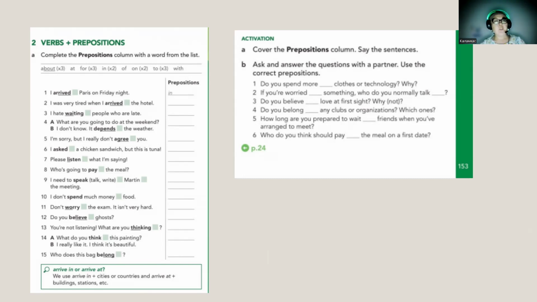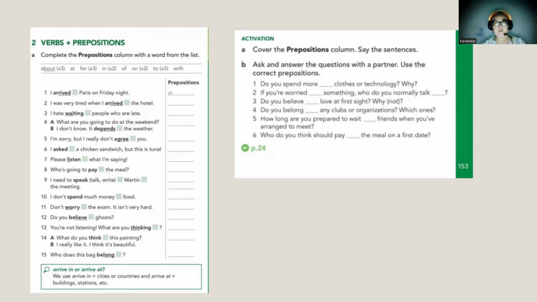And we use arrive at with buildings, with stations, and with small towns too. For example, I can say, I arrive at the hospital. I arrive at the bus station. I arrive at the airport.